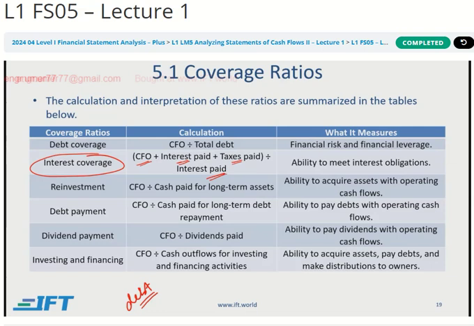So we just want to see how many times it is able to generate cash, compared to the interest it has to pay. So if it has to pay $1 of interest, is it generating $5? That obviously is a comfortable situation, and they definitely have a high ability to meet their interest obligations in the short term. And what about their long term?